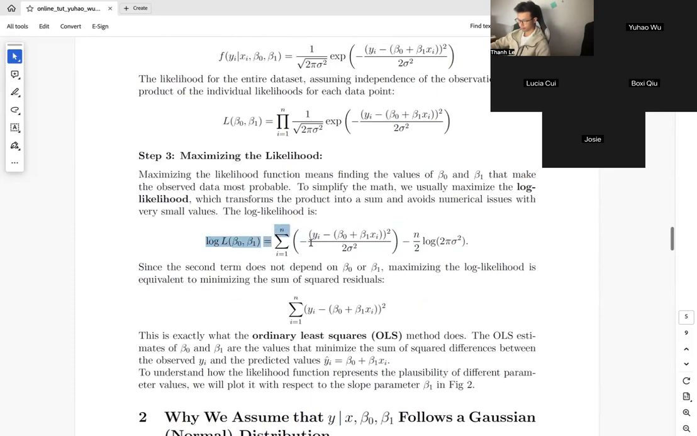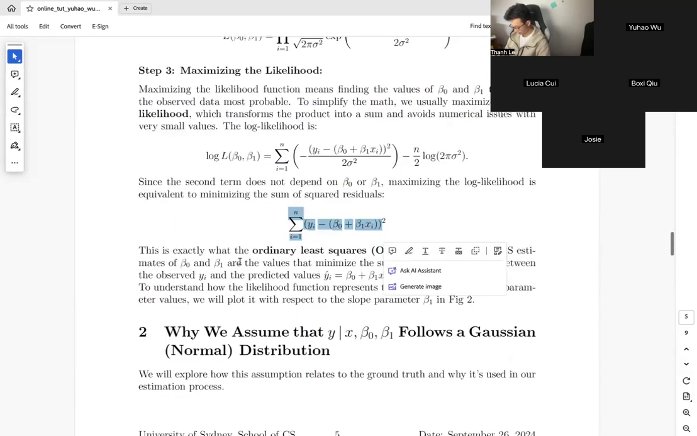Okay. And for linear regression, we always use an optimization method. It means to maximize the likelihood. So we will maximize this log likelihood because it has a negative sign. Maximizing this likelihood is the same as minimizing the distance between y and beta 0 plus beta 1 x. So this also equals the ordinary least squares loss.